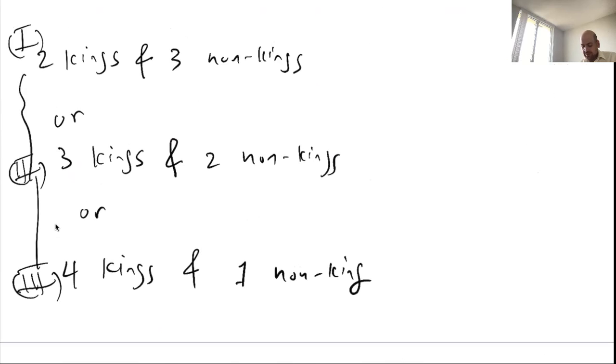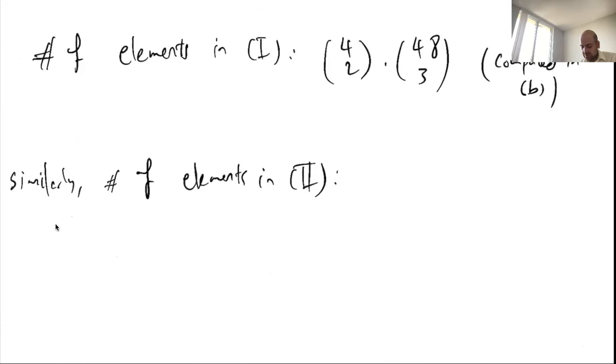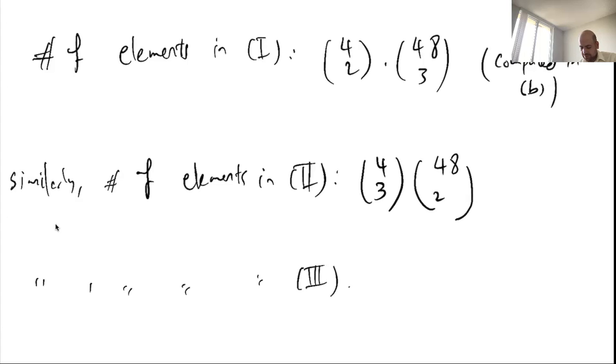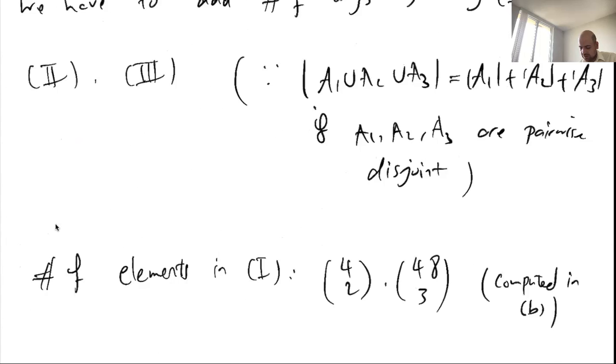In 2, we want 3 kings and 2 non-kings. So 3 kings must be chosen from 4 kings in total, and 2 non-kings must be chosen from 48 non-kings. And similarly, the number of elements in 3: 4 kings out of 4 kings, and from the remaining 48 cards, 1 of them must still be chosen, right? 4 kings and 1 non-king.